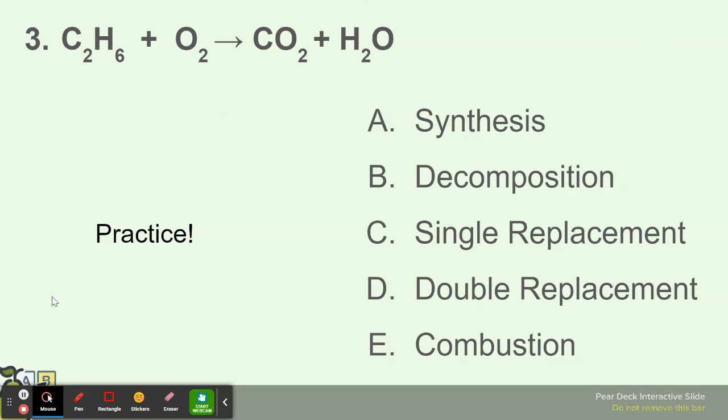Okay, take a look at this one. This is going to be a combustion reaction. Now, we know this because we see the same stuff every time in a combustion reaction. We have some kind of fuel that has carbon in it, reacting with oxygen gas to make carbon dioxide and water. The other thing that's produced here is energy. We're burning this fuel, we're combusting this fuel in the presence of oxygen to make carbon dioxide and water.